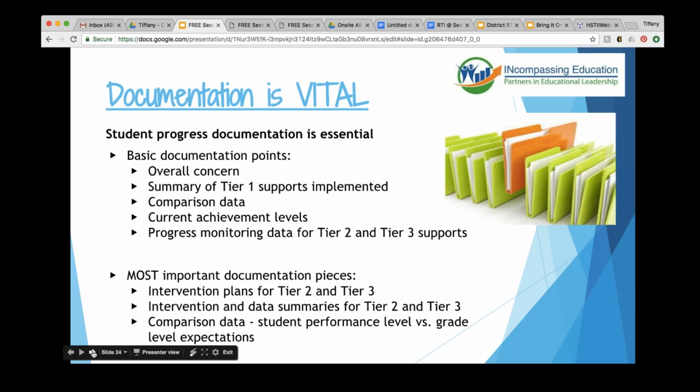You'll want to include your progress monitoring data for both Tier 2 and Tier 3 supports so that you can get a well-rounded account of what has been provided for this particular student and how they have responded to that intervention.